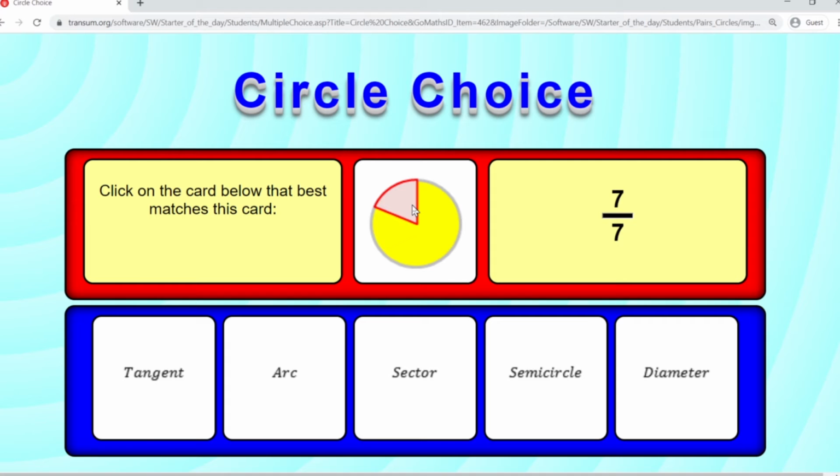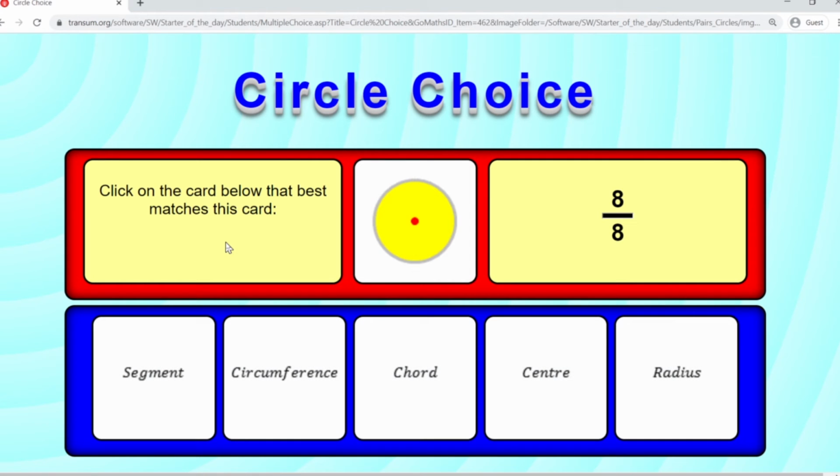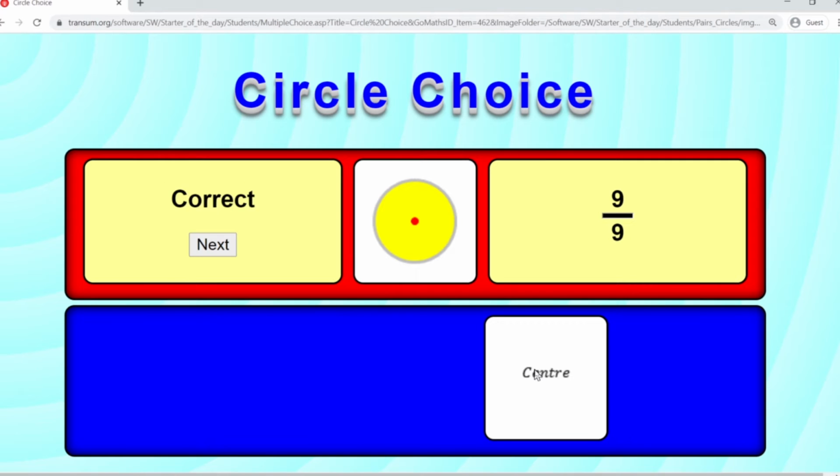Okay, for this, I taught you all just now, which is sector, and this sector we call minor sector, right? Okay, for this is the center, or the center of circle.